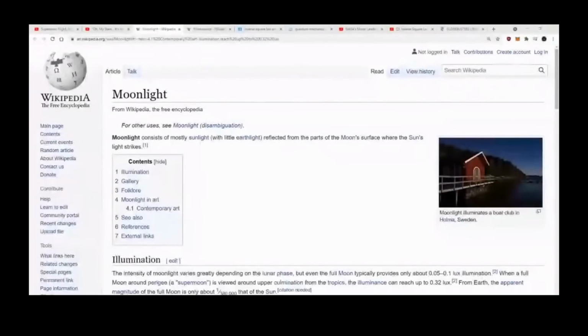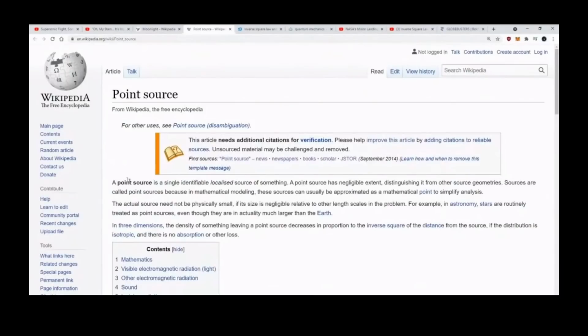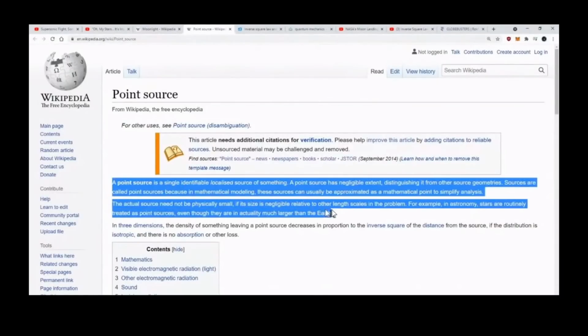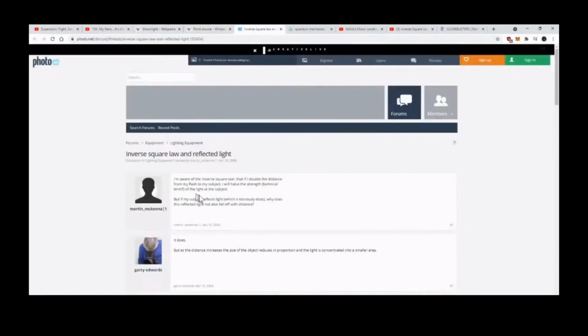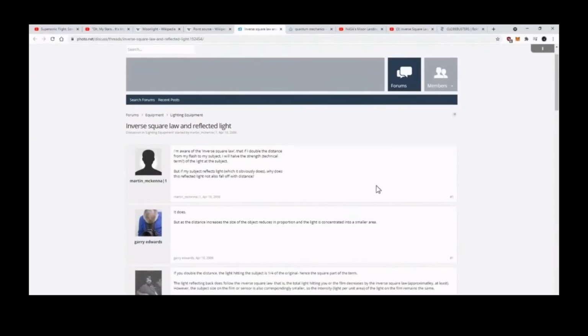All right, so there it is. Okay, and let's look back at the point source. So here's what I was reading right here. A point source is this, just so you guys weren't thinking I was kidding about it. And then I went and looked up a photography site, and they were asking about inverse square law and reflected light. In other words, remember, they tell us that the moon is supposedly reflecting the sun's light.